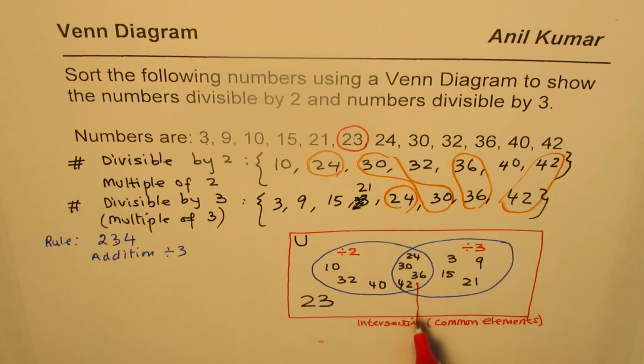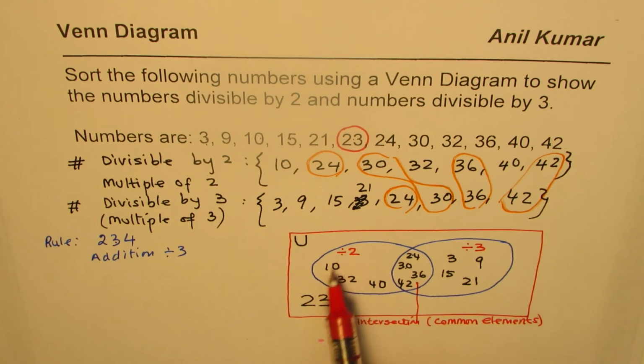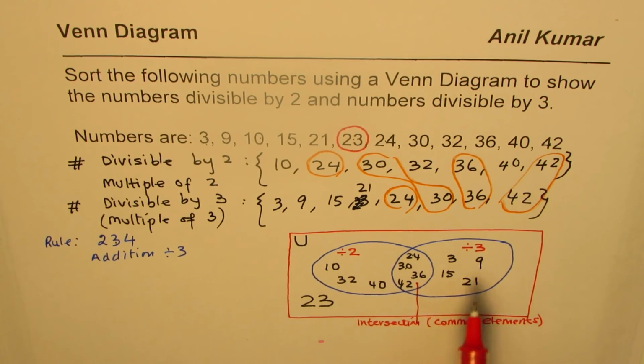Correct? Once you place, you should always start with the outside and the common elements. Now, once you have done the common elements, the elements which are not common should be placed in their respective groups, as we did for the numbers divisible by 2 and for the numbers divisible by 3. Once you sketch the Venn diagram, you should count all the numbers to make sure that you have taken all the numbers into account. That helps. I'm Anil Kumar. I hope it clearly gives you an idea of how to sketch a Venn diagram to sort the things out.